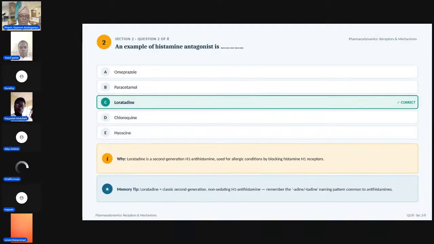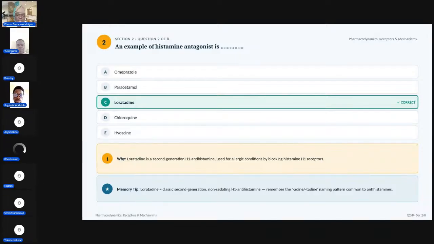What I'm going to do here is I'll just take us through them like this first. The only thing that you would have to note here is your first drug there is not a histamine antagonist. You must note that that drug is a proton pump inhibitor. And then the next one is your analgesic drug, and is not related to histamine.